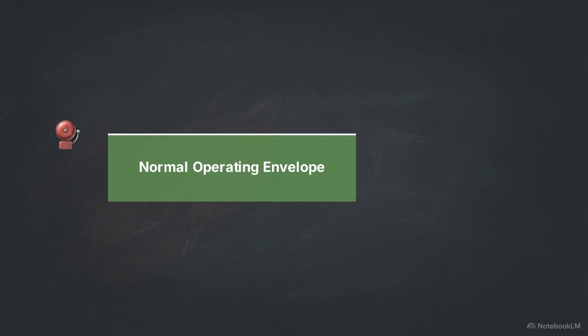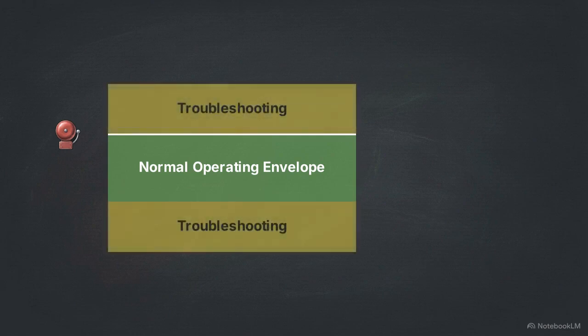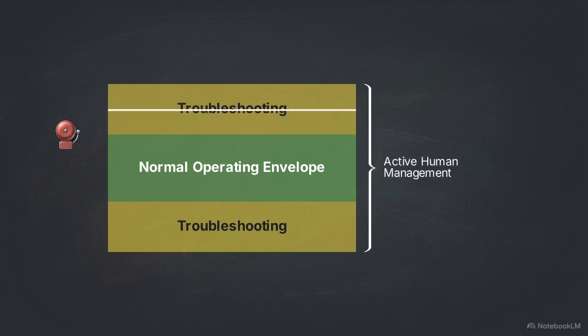Outside the normal range lies the troubleshooting zone. Here, the process has drifted, but it has not yet reached a point requiring emergency action. This zone requires prompt human intervention. The operator must identify the cause of the drift and return the parameter to the normal operating envelope. As long as the process remains within these green or yellow zones, the system is under the active management and correction of the human operator.